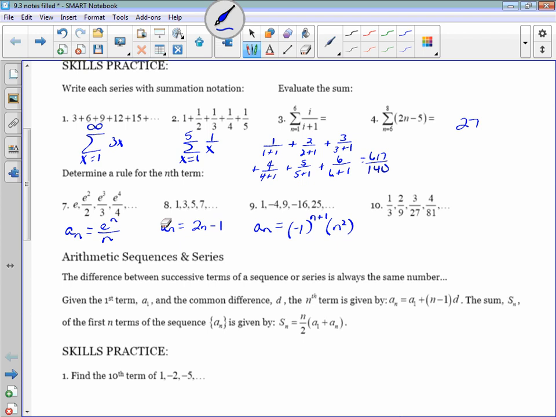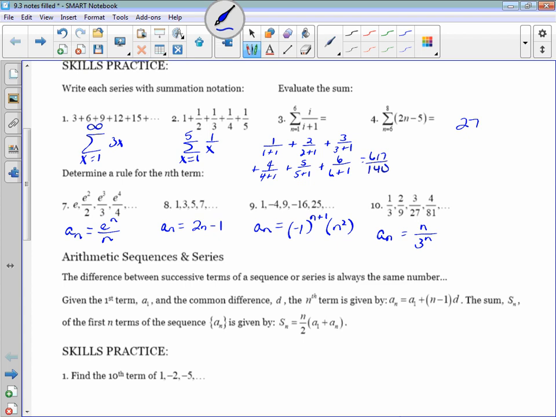All right. I think 10 is easier. What'd you do for this one? Yep, n over 3 to the n. Fractions, it's kind of nice. You can usually look at the numerator separate from the denominator and just find 2 individual rules. Okay? Not too bad? All right.